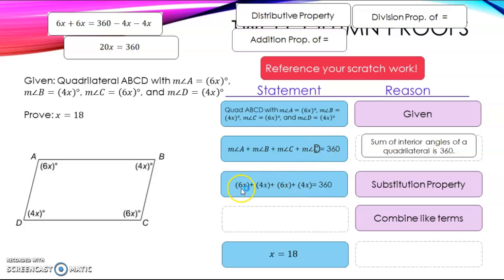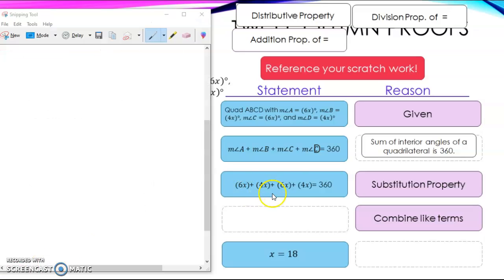Okay, and let's see what they did here. They have this equation, and it says they did the substitution property. It looks like they just plugged in these angles for A, B, C, and D. And then the question is, what comes after that? It says combining like terms. This is where it might be helpful to take your scratch work out. We had all these angles added together. You don't have to necessarily include the parentheses. They should all add up to 360.